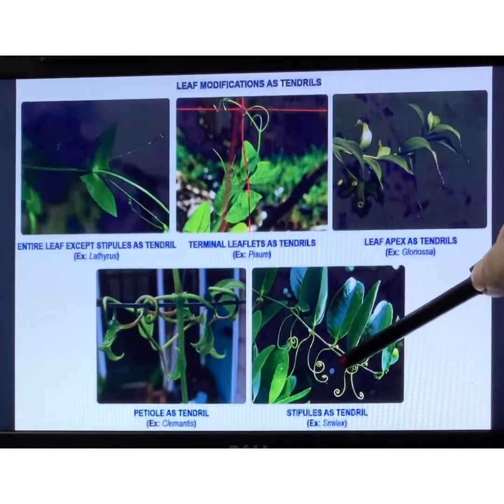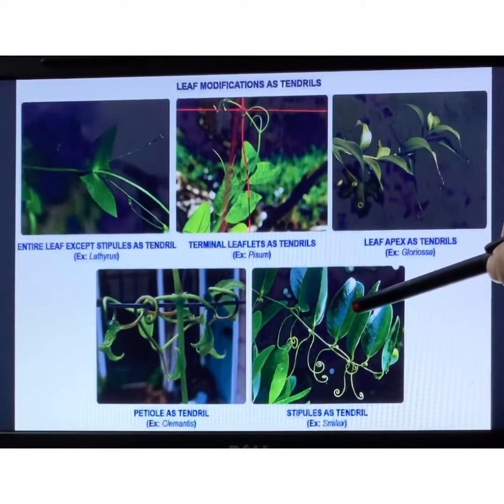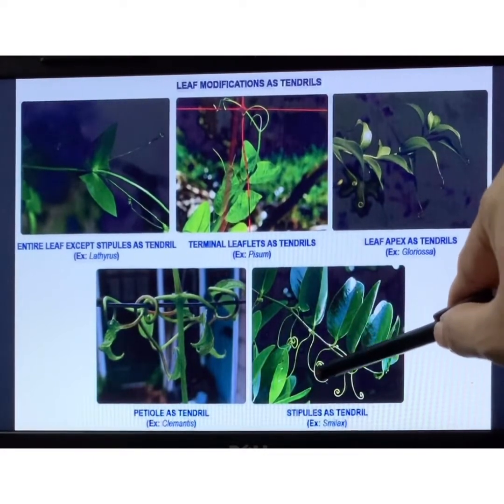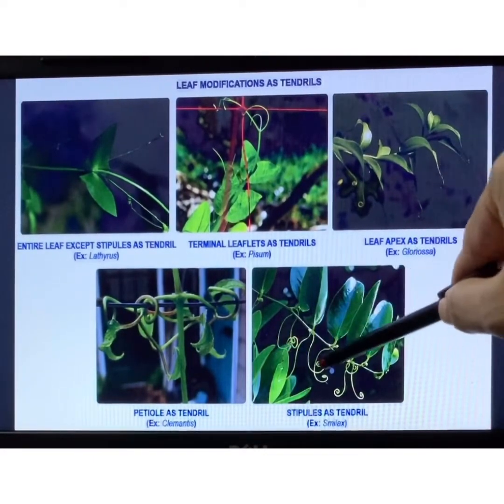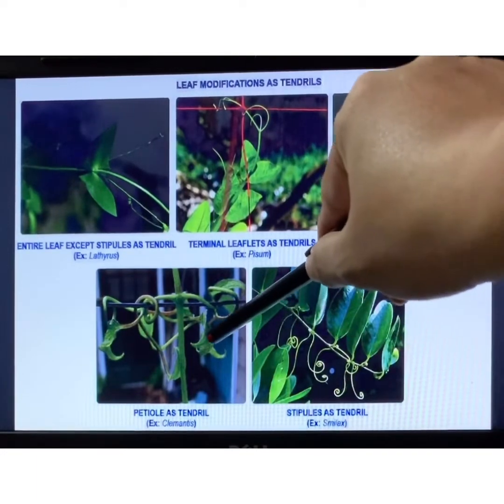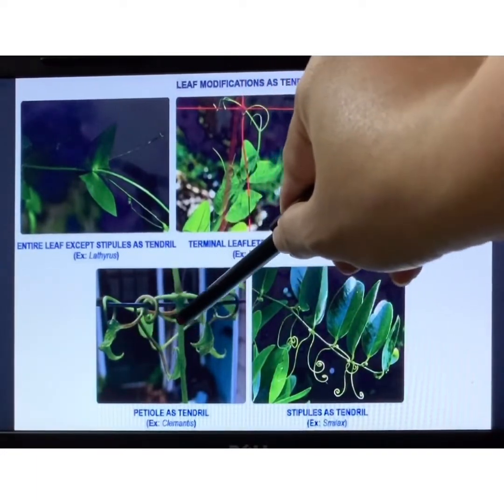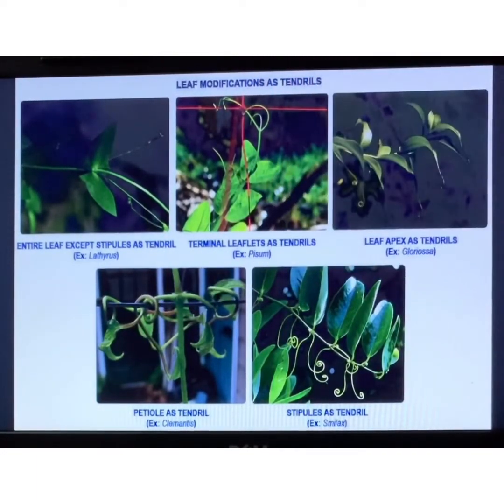Okay. Now here, the leaves are normal, but the stipules are turning into tendrils and looking for support. And here, the petiole of the leaf is turning into a tendril. So you can see that tendrils are basically for support of the plant, and they can be the entire leaf, the tip of the leaf, the petiole of the leaf, or the stipules of the leaf that can turn into a tendril. Is that clear?